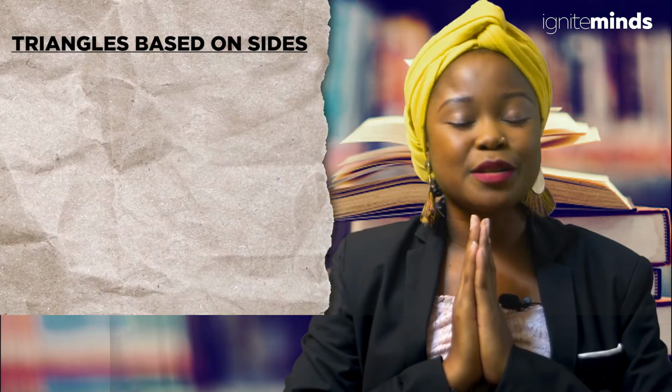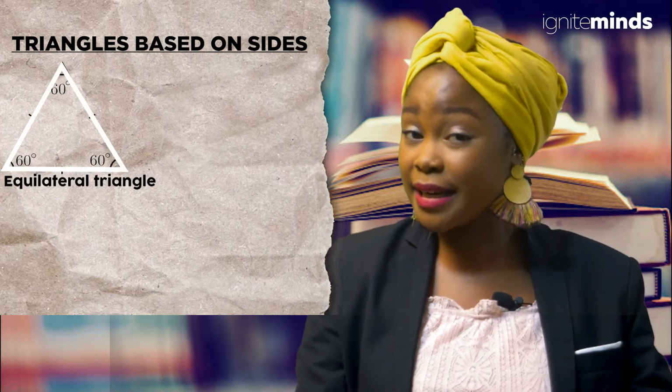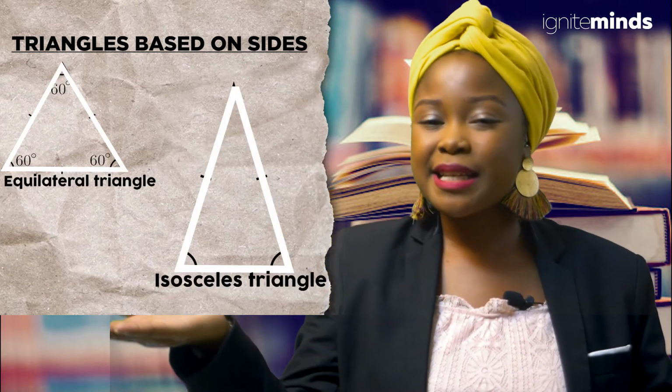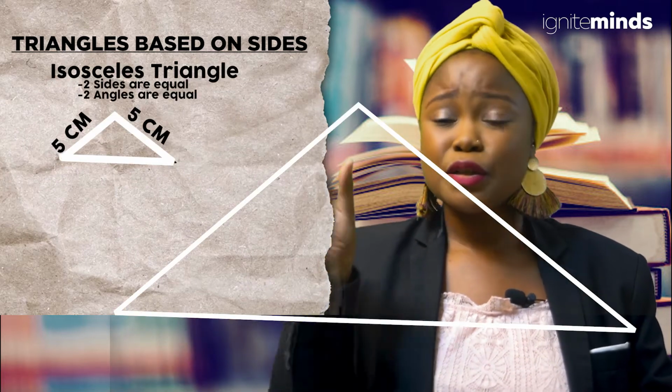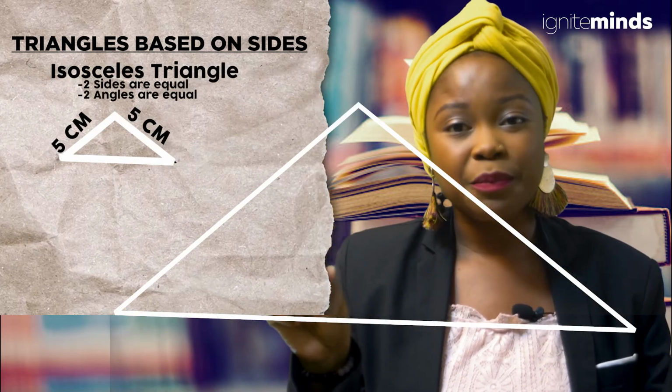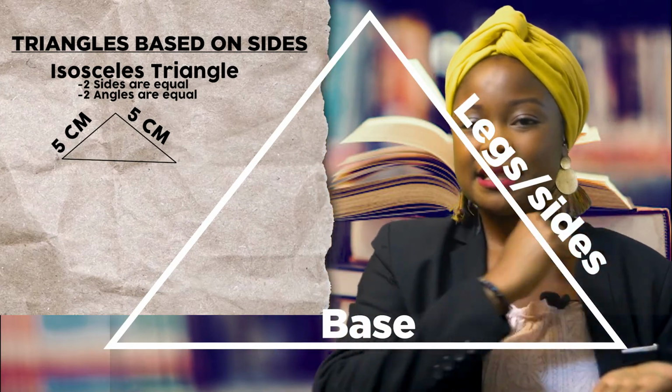Now let's talk about triangles based on their sides. We said we have an equilateral triangle and an isosceles triangle. An isosceles triangle simply means 2 sides are equal. Now this is the base and these are the legs. They are called the legs with a very good reason.